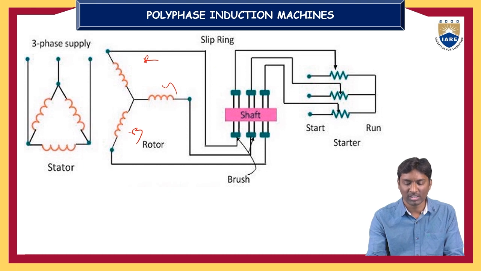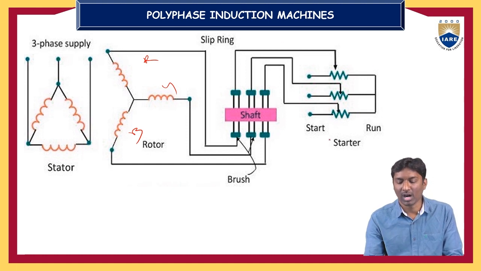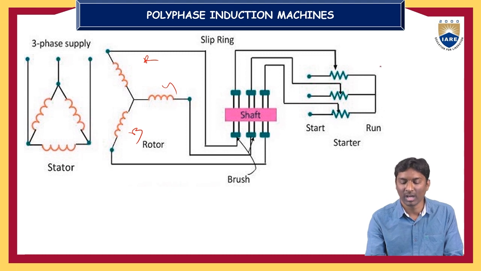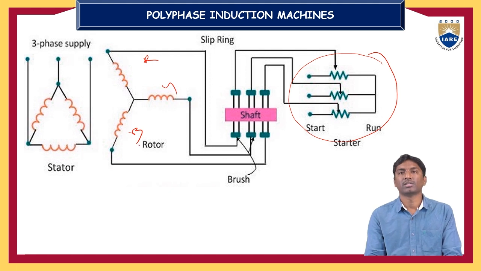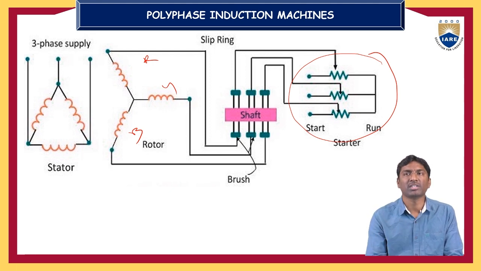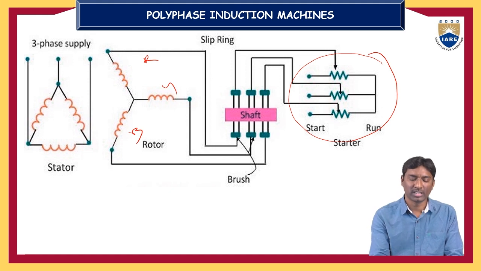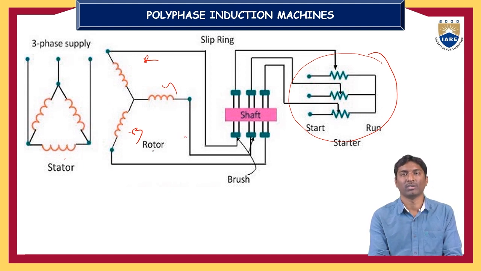The R phase is connected to one slip ring, the Y phase is connected to another slip ring, and the B phase is connected to a third slip ring. These are connected to a starter, here a resistance starter. Using this starter, I am operating the slip ring induction motor. So in the slip ring induction motor, the stator connection may be either star or delta, but the rotor is connected in star only.